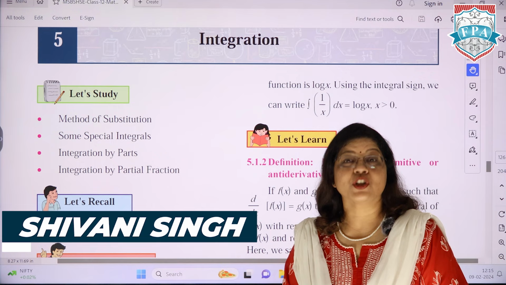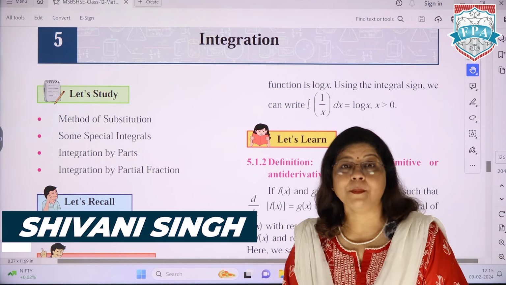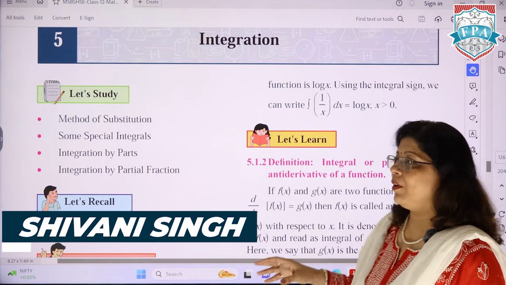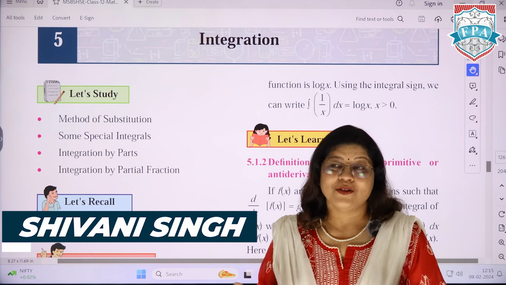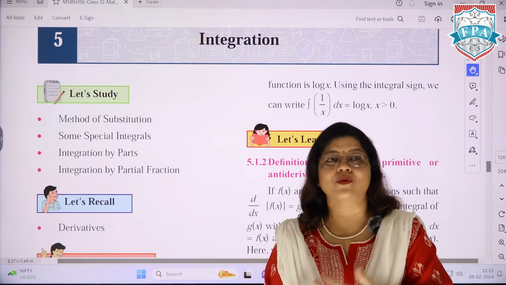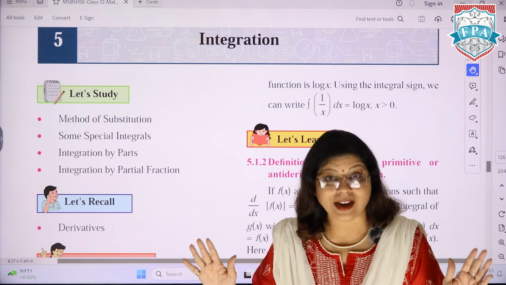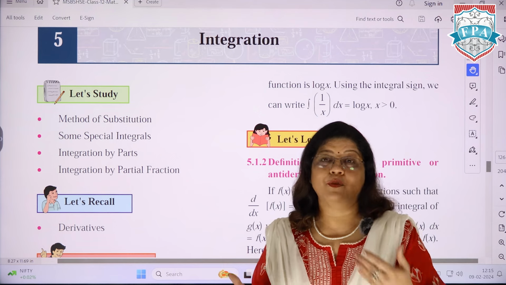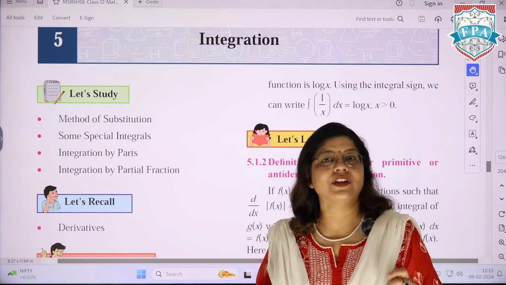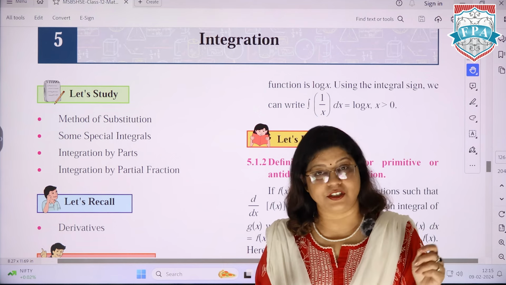So today I'm back with another very important chapter of book 1 known as integration. I'm your mathematics guru Shivani ma'am, and this particular chapter is, you can say, sometimes a nightmare for most of the students. They always feel integration is the most difficult part. I'm not denying the fact, definitely it is difficult, but it's not like you can't do it. If you learn it in a proper manner, integration can be easily mastered.